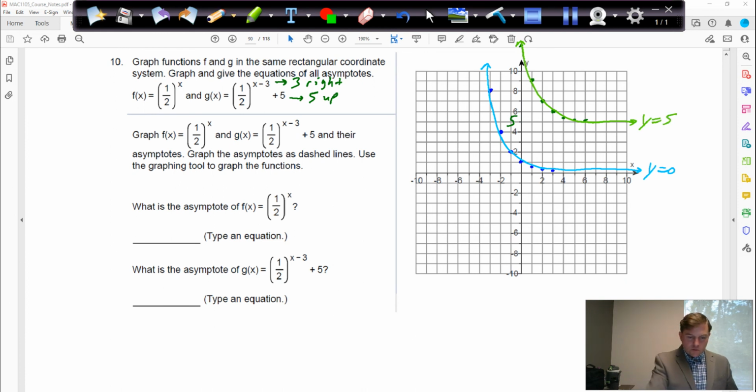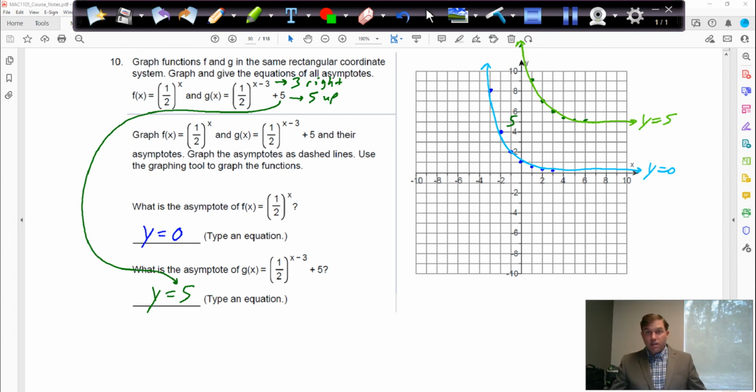So this one just wants the asymptotes. The asymptote for blue was y equals 0, and the asymptote for green was y equal to 5. And again, that plus 5 up is going to kind of indicate where that asymptote should be.